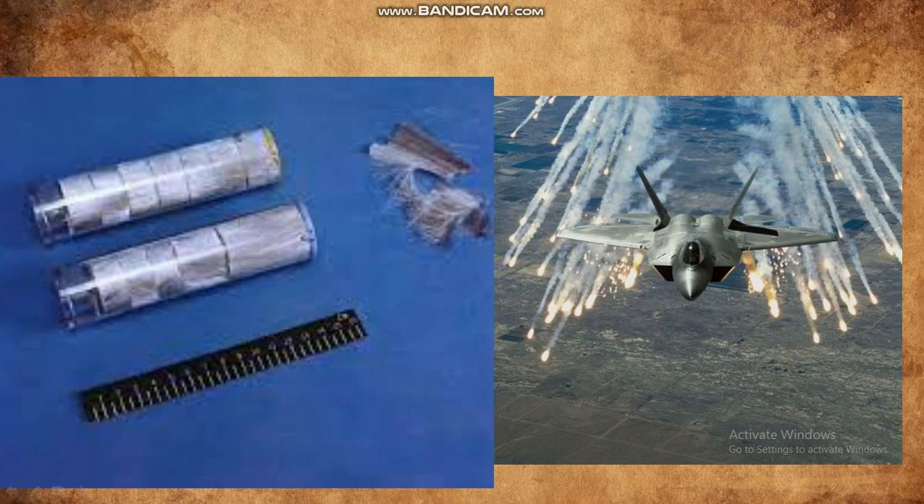This is chaff. You can see the aircraft emitting chaff. When the opposite radar sends a signal to attack this aircraft, the aircraft releases this chaff, and the opposite radar interprets it as a large aircraft with high electronic components. Then the opposite radar attacks it. This is sending false information.